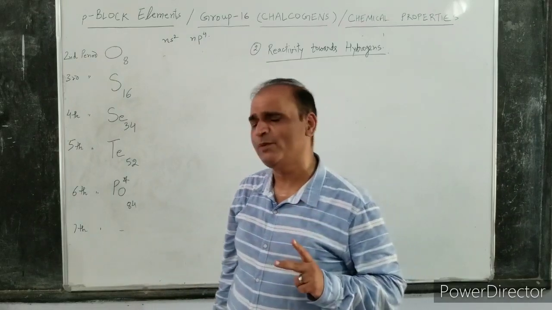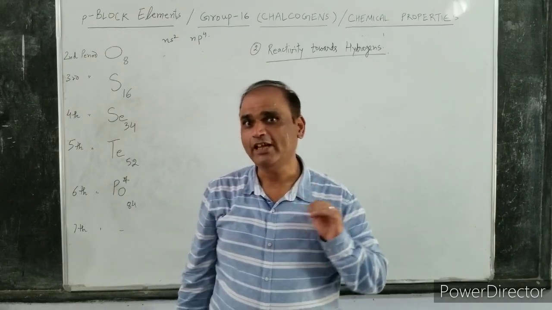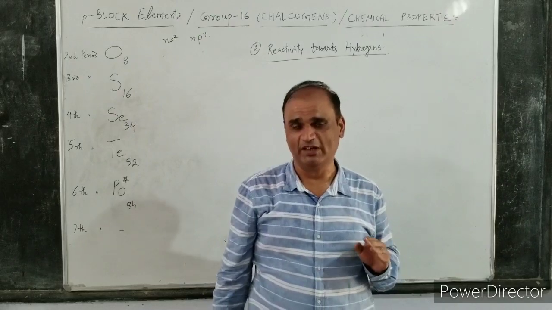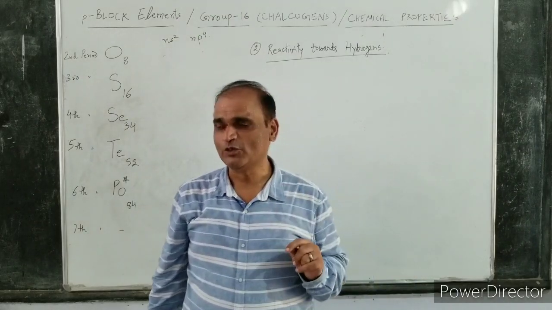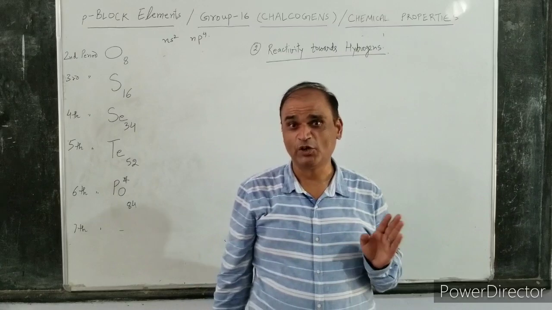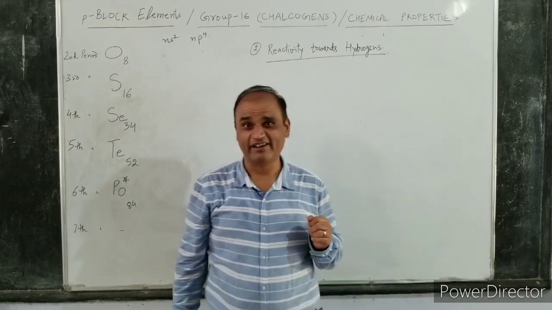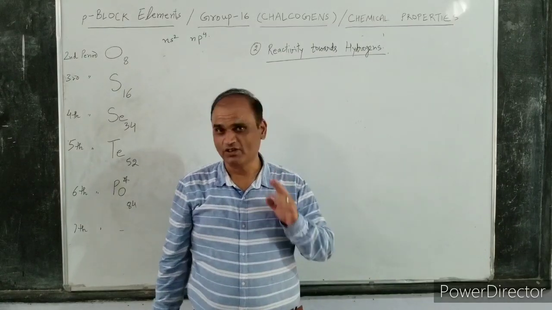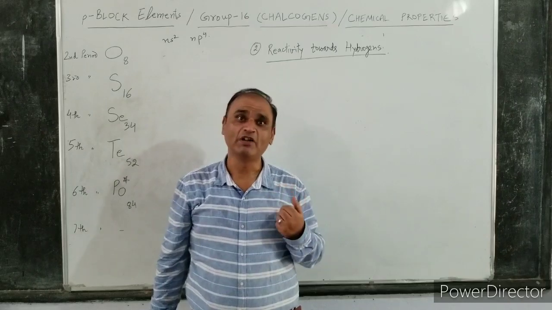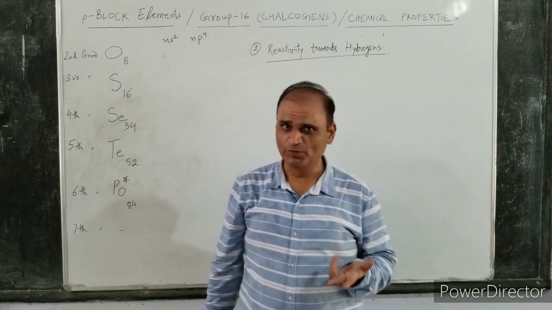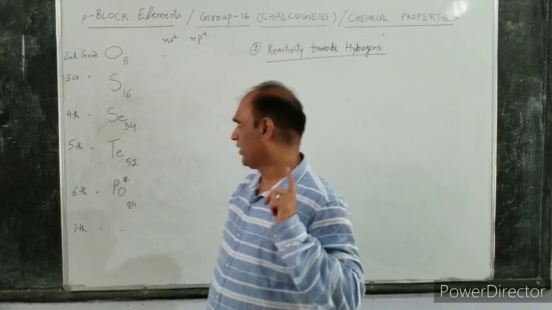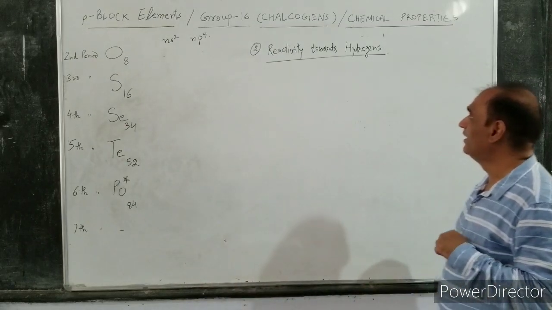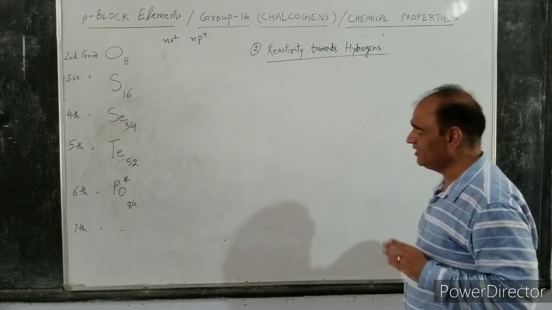But you also remember that there are 3 groups in the modern periodic table in the d block, the elements of which do not combine with hydrogen, and that is called the hydride gap. Just go home and find out which these 3 groups are. This is your homework. Okay, now let us come back to the topic, reactivity towards hydrogen.